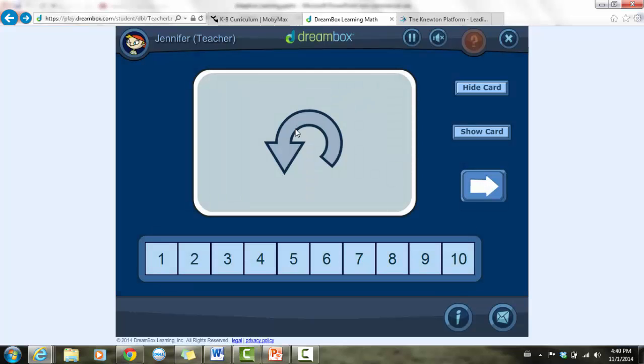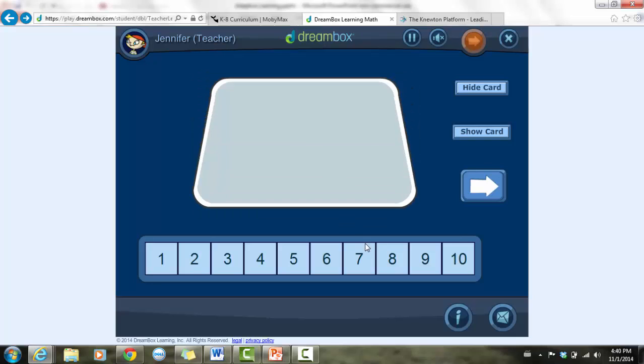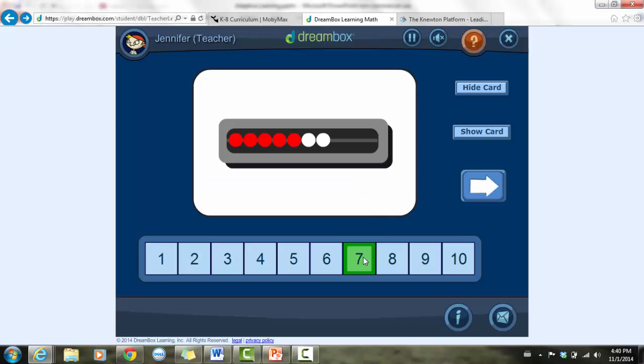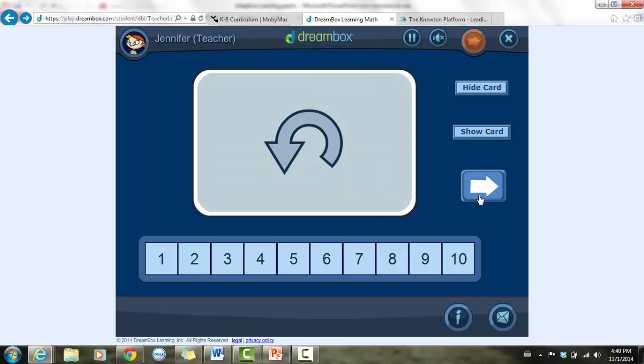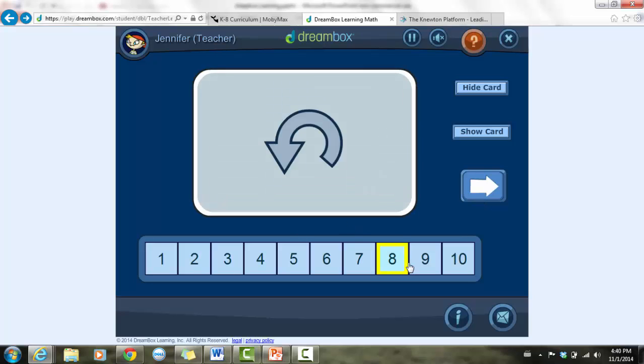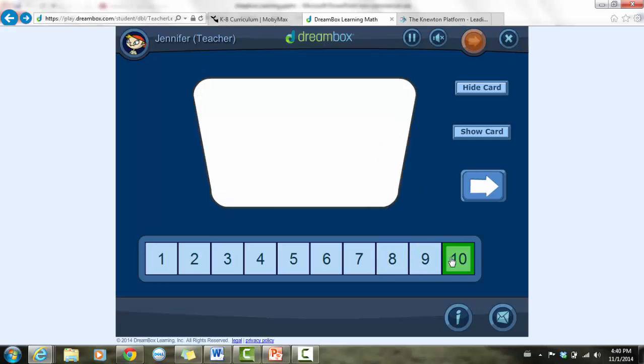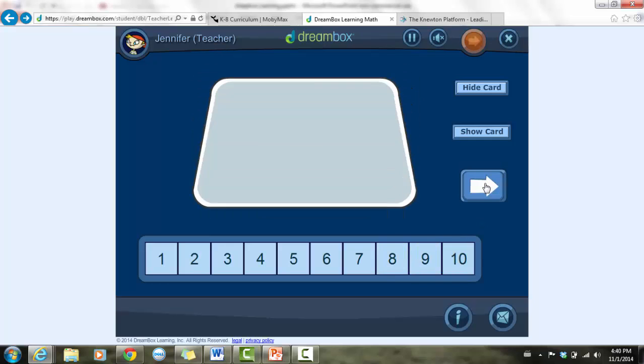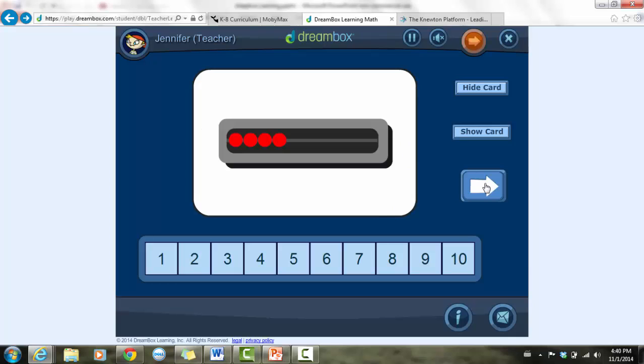How many beads do you see? Choose this number on the number line. So we're looking for beads, and 7 was the answer. How many beads do you see? Choose this number on the number line. And if I choose a wrong answer, oops, try again. It just tells me to try again.